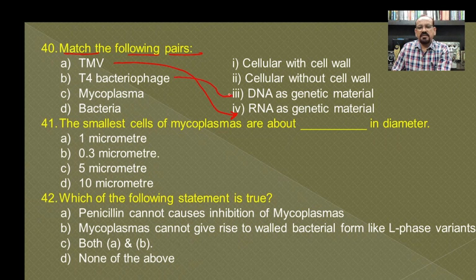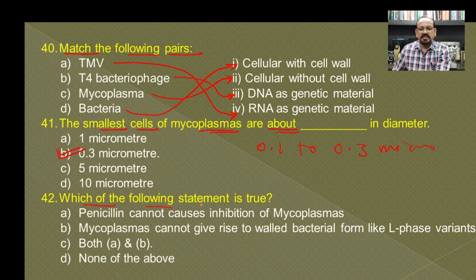Bacteriophages have DNA as genetic material, that is, a double-stranded DNA molecule is present. In mycoplasma, the cell wall is absent, that is, cellular without a cell wall, and the bacteria are cellular but with a cell wall, and hence now they are correctly paired. The smallest cells of mycoplasmas are usually 0.1 to 0.3 micrometer in size, and hence B will be the correct answer for this question.